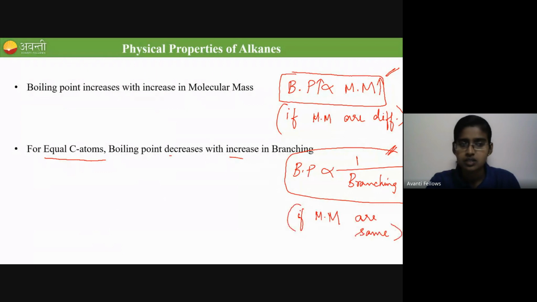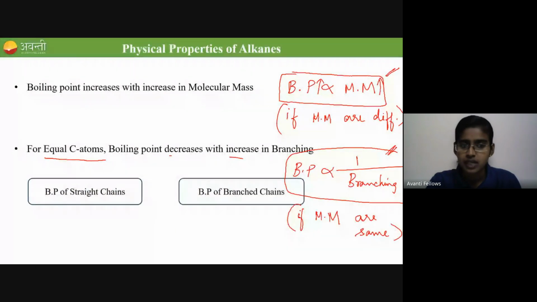You see, the boiling point of a straight chain will be more than the boiling point of a branched chain, because it is inversely proportional, right? The one which has very little branching or no branching has the higher boiling point. That is why straight chains have the highest value compared to the branched chain. Clear for all? Do any of you have any doubt in the physical properties of alkanes?